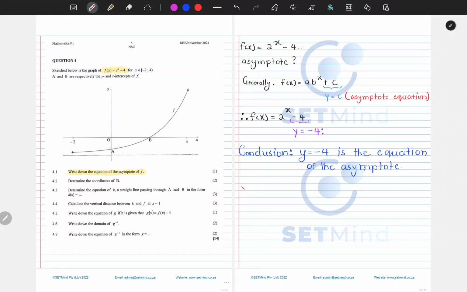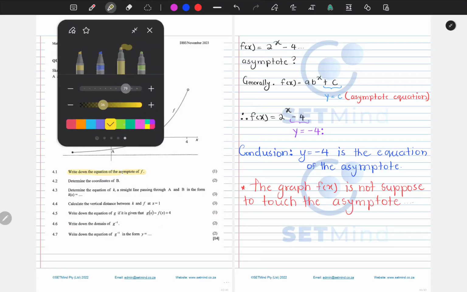One important point is that the graph is not supposed to touch the asymptote. Remember, an asymptote is a line which you are not supposed to touch. So we should know that the graph f of x is not supposed to touch the asymptote. That is just a side note which you should remember generally, that our graphs get closer and closer to the asymptote, but they never touch the asymptote.